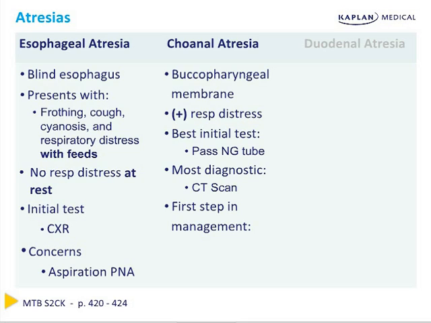So the first step in management is securing the airway. You intubate if you need to. You secure something in the nose to make sure that they can have access to air. Securing the airway, whatever is necessary, is the first step in management of these kids with choanal atresia.